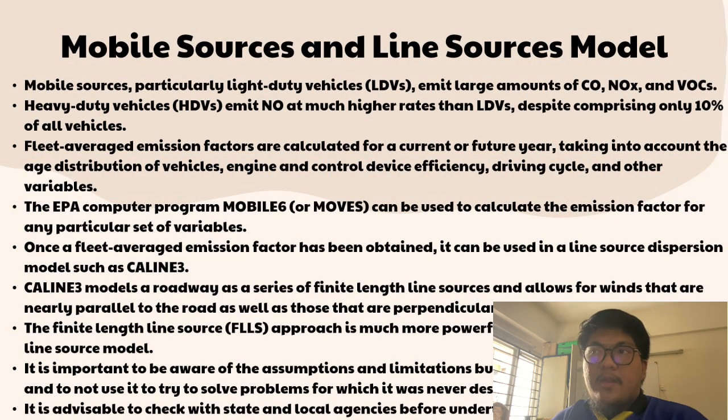Mobile sources and line sources model. Mobile sources, particularly light-duty vehicles (LDVs), emit large amounts of CO, NOx, and VOCs. Heavy-duty vehicles (HDVs) emit nitrogen oxide at much higher rates than LDVs, despite comprising only 10% of all vehicles. Fleet average emission factors are calculated for a current or future year, taking into account the age distribution of vehicles, engine and control device efficiency, driving cycle, and other variables.